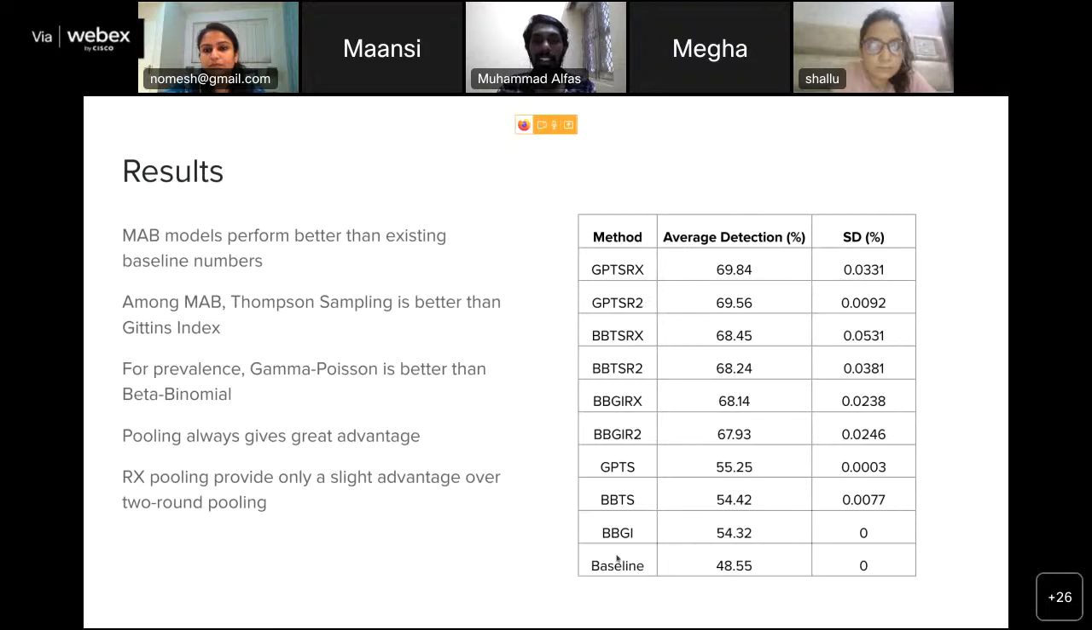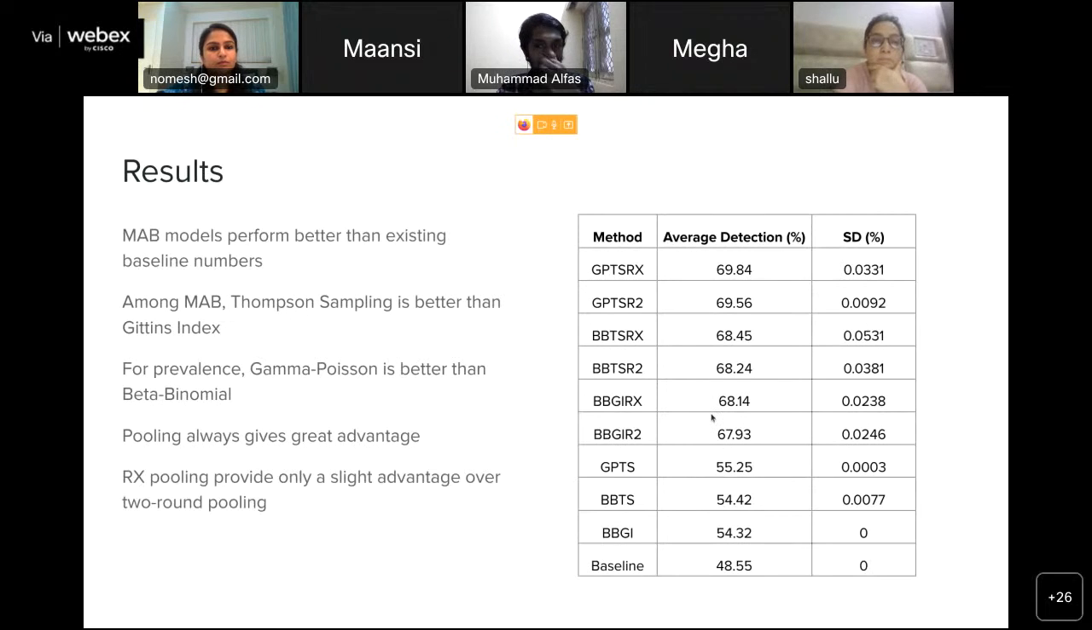So as we can see, the multi-armed bandit methods perform much better than the baseline method. The baseline method provides 48% detection, whereas the multi-armed bandit methods provide a minimum of 54%. And for pooled testing, the minimum value we get is 67%, which is much higher than the methods without pooled testing.